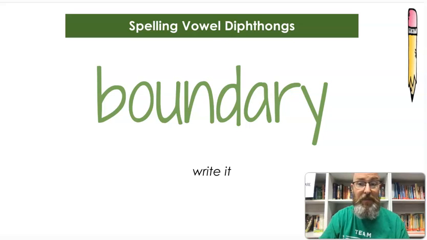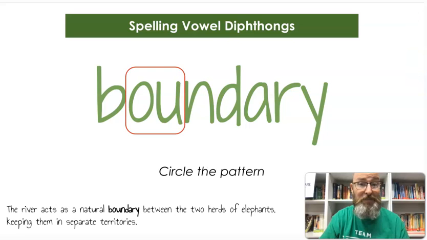B-O-U-N-D-A-R-Y. Have you found that diphthong? OU is correct. The river acts as a natural boundary between the two herds of elephants, keeping them in separate territories.